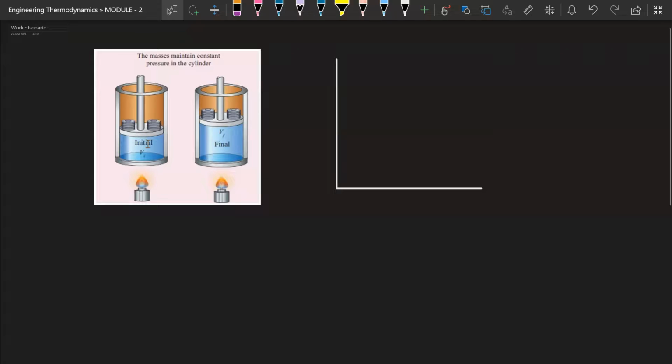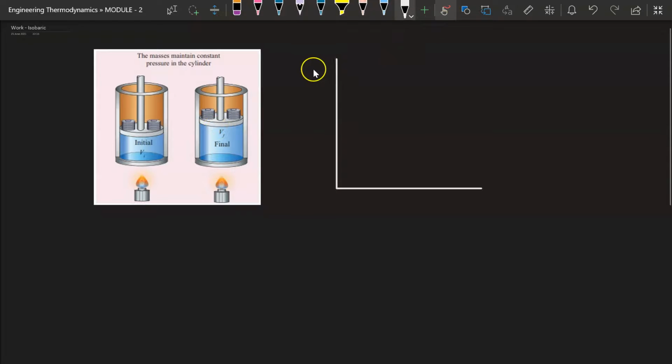But what I'll do is compensate the pressure by means of these weights. By removing or adding weights, I can maintain a constant pressure. So therefore, in this process, the volume changes from V initial to V final, or maybe from V1 to V2, and with the help of these masses, I can have a constant pressure out here.